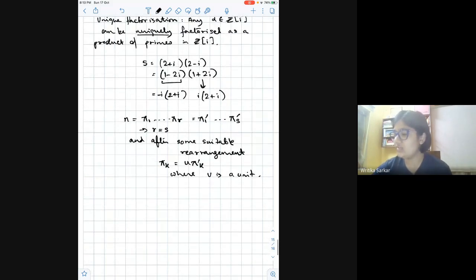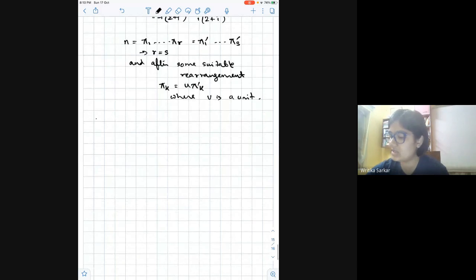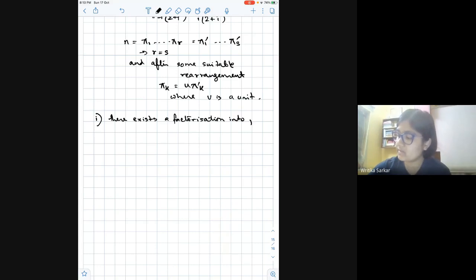So to prove unique factorization, there are just two steps. I'm not actually going to prove them. I'm going to give you the steps and a rough sketch. First, you have to show that there exists a factorization into primes, and the proof is by induction on the norm. All right.